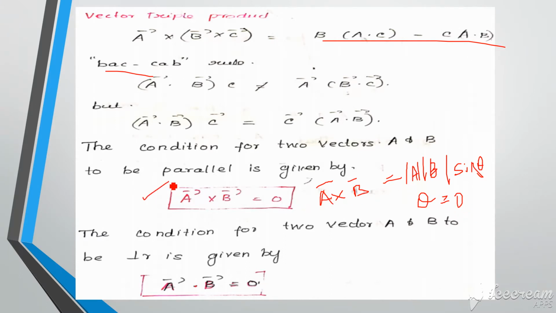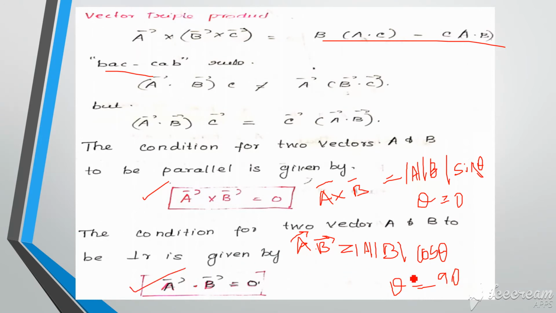Similarly, from the dot product, we can identify the condition for two vectors to be perpendicular. Already we know the relation A vector dot B vector is equal to mod A mod B into cos theta. So what does perpendicular mean? What is the angle? Angle is 90. Cos 90 value is 0. So for the perpendicular condition, A vector dot B vector is equal to 0.